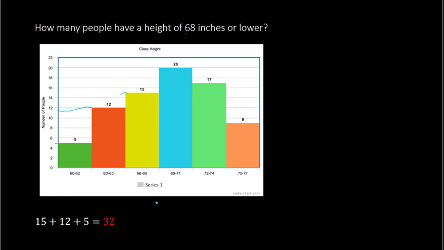So be able to determine different information like this based off a histogram, so know how to interpret and answer questions if given. And that concludes our lesson for today.